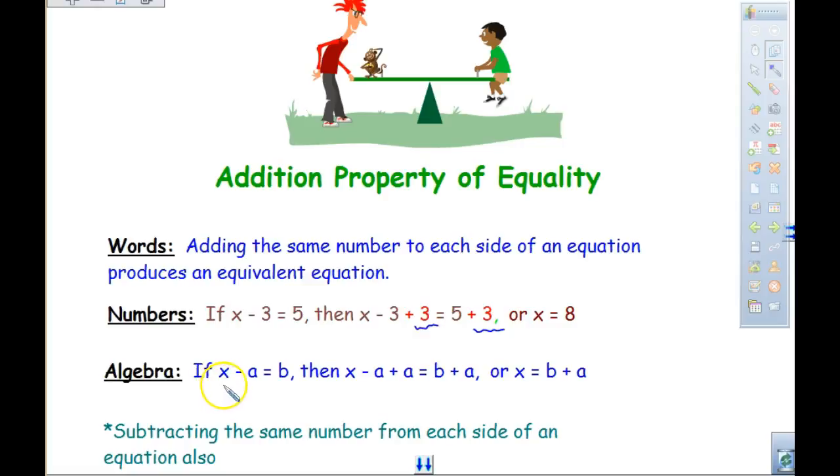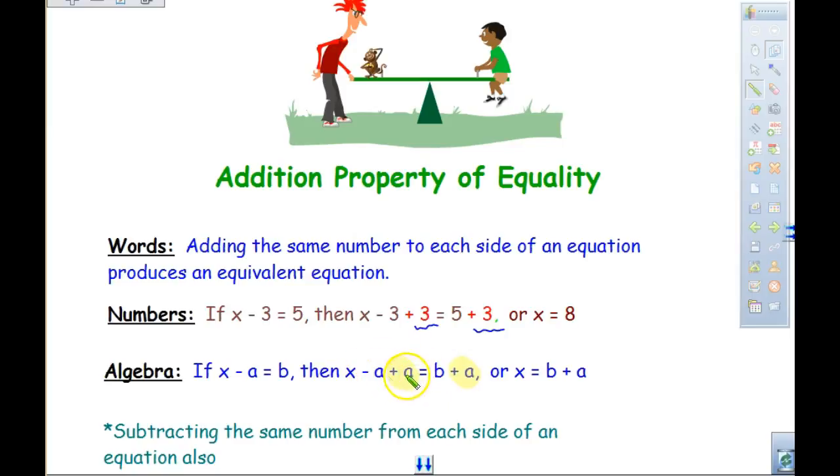Says in algebra, it's written this way. If I subtract x minus a and it equals b, as I look at that equation, I can add the same thing. I can add a to both sides, and my new equation, when I add a and negative a, those are what kind of numbers?